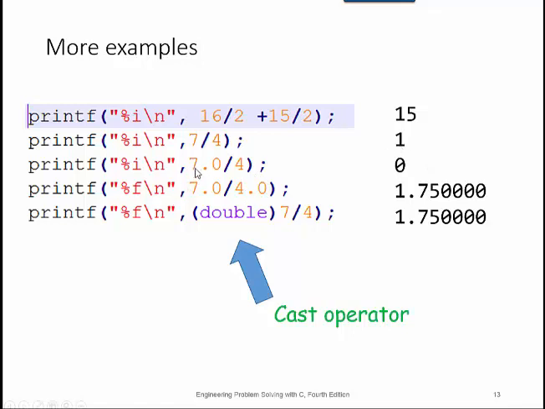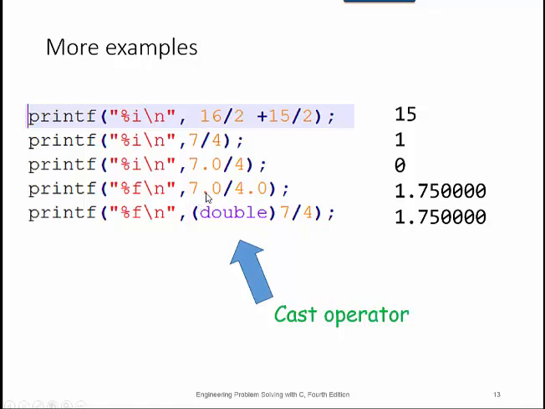So now I try 7.0 divided by 4. That's a double number divided by an int number, which should give me a double answer, but I said to output it as an int, so the compiler didn't know what to do with it and gave me a 0. So still haven't solved this problem yet.